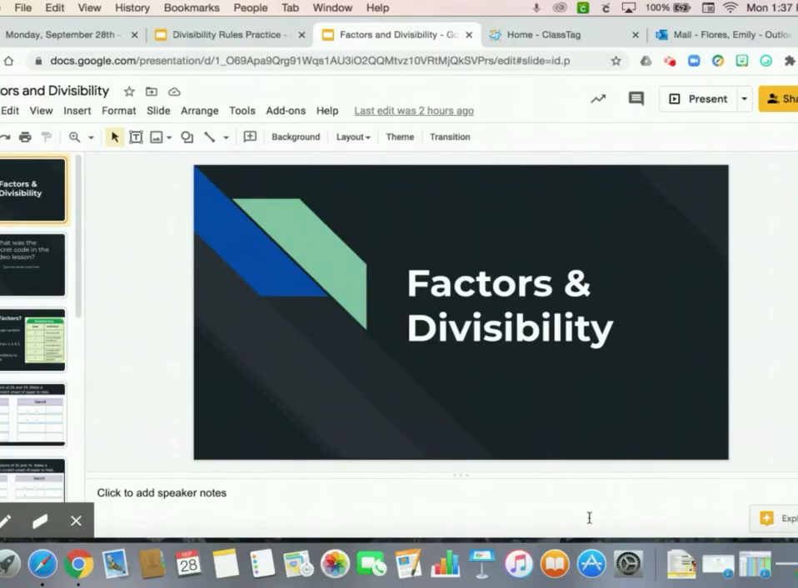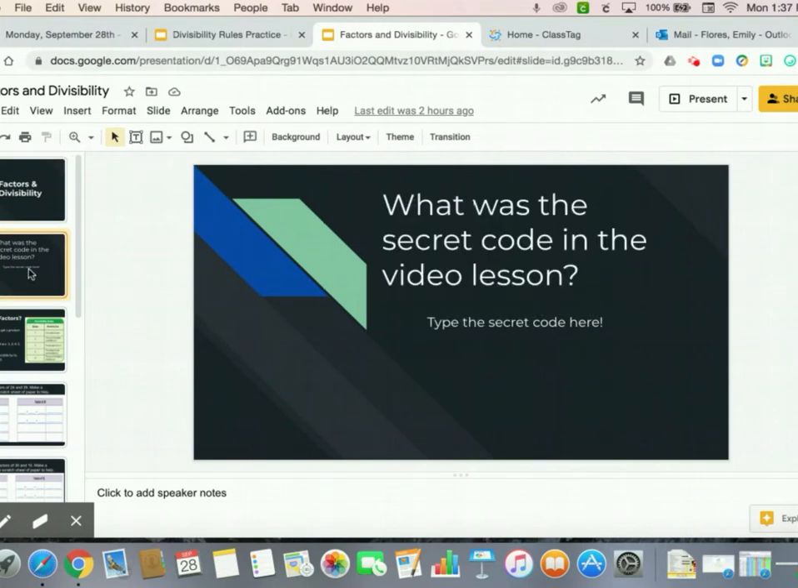All right, y'all. So let's look at today's assignment. So we're going to have some factor questions. There's also going to be some divisibility questions. So first, let's look at our first slide. Starting on every single assignment, whether it's a Google form or a Google Slides, you're now going to see a question that says, what is the secret code in the video lesson? So our video lessons are going to start having secret codes, so that way I make sure that you are watching the video lesson and you will only know the secret code from watching the video lesson, right?